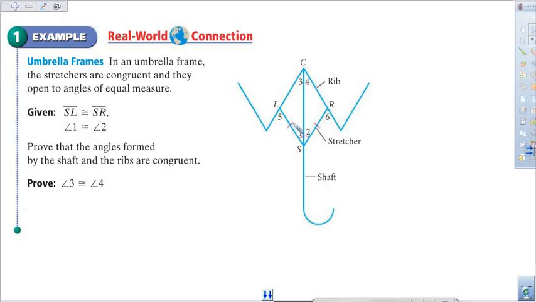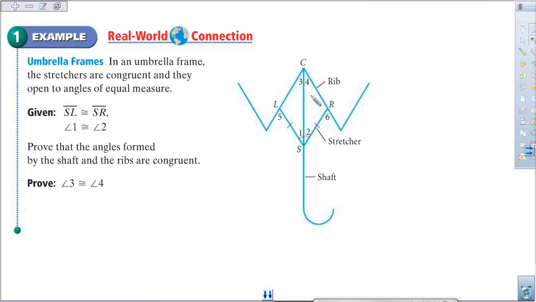So they are congruent. That's what the little red mark is. And they open to angles of equal measure. So when you open this umbrella, this angle is going to be the same as this angle. Okay, prove that the angles formed by the shaft and the rib are congruent.